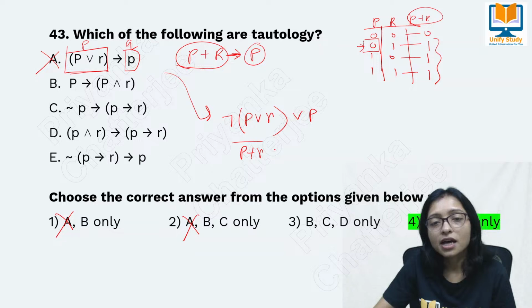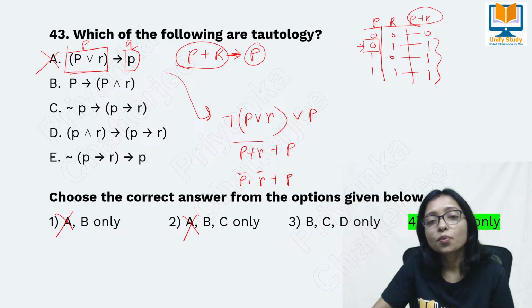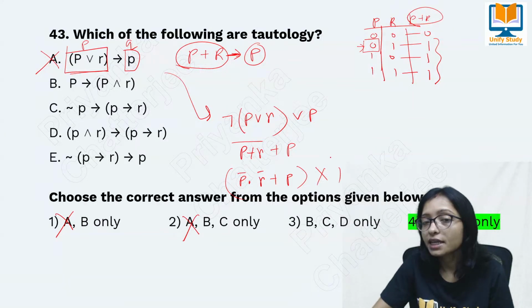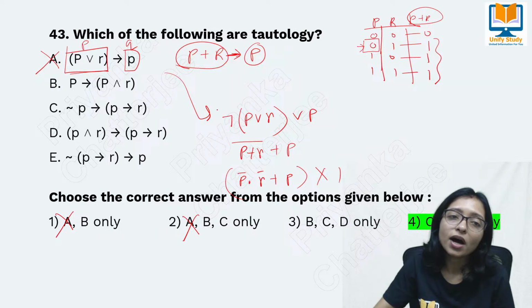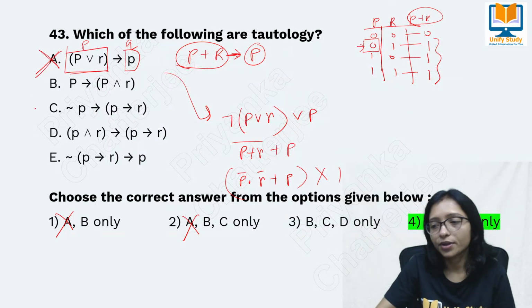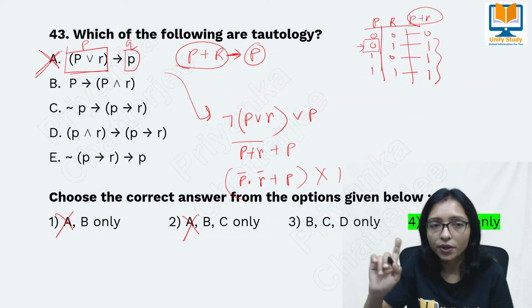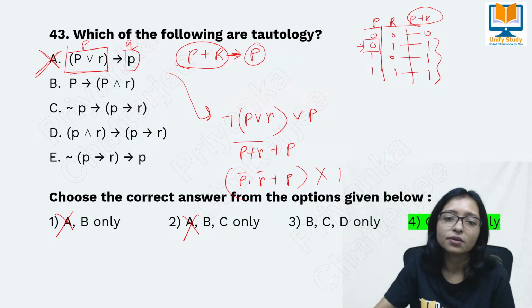So (P plus R) whole bar, then plus P. Now (P plus R) whole bar means I can write it P bar dot R bar, plus P. So P bar plus R bar plus P, anyhow it will not be 1. Anyhow you will not get 1. So as it is not coming 1, definitely you can eliminate. These are the two ways. So option A is eliminated.